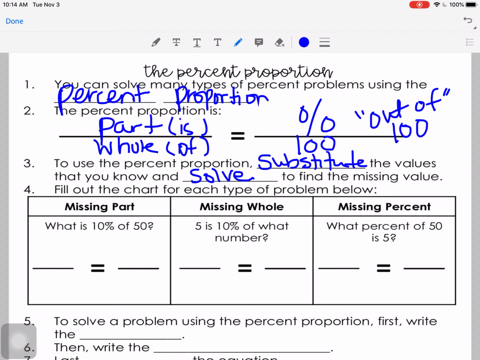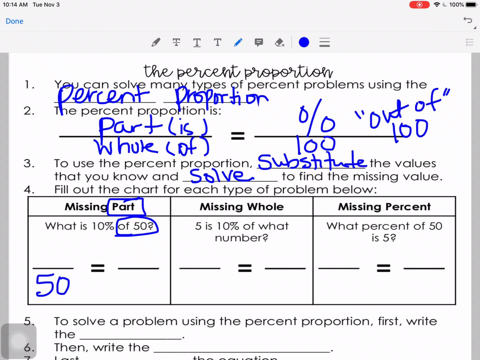So when you're doing a percent proportion, or when you're solving percent problems, you're either going to be finding the missing part, the missing whole, or the missing percent. So let's find the missing part. What is 10% of 50? All right, of 50 lets me know that this is going to be my whole. That's my total amount that I'm looking for.